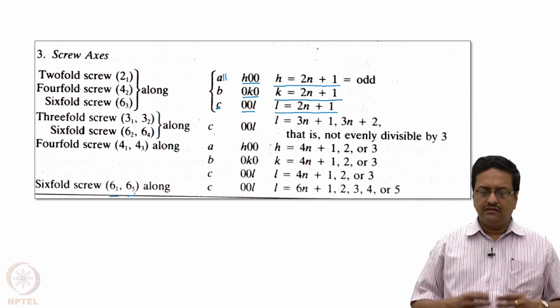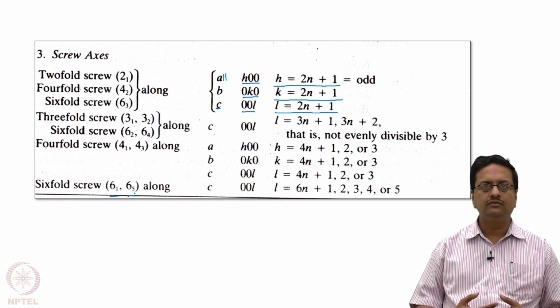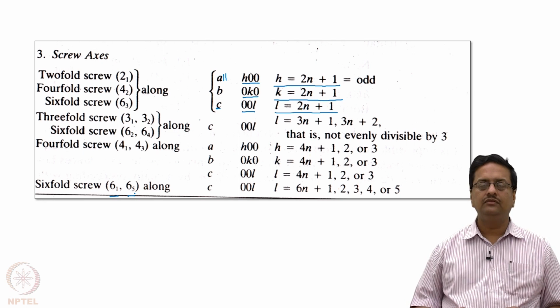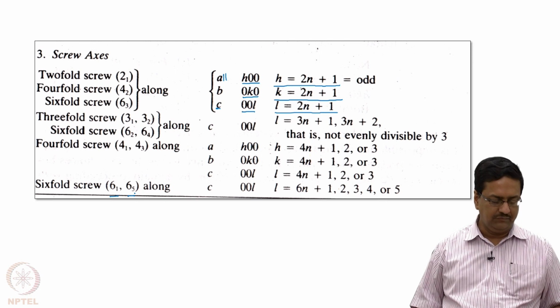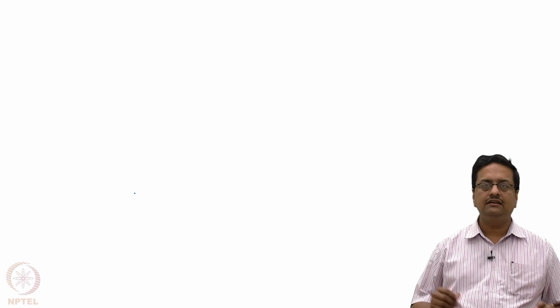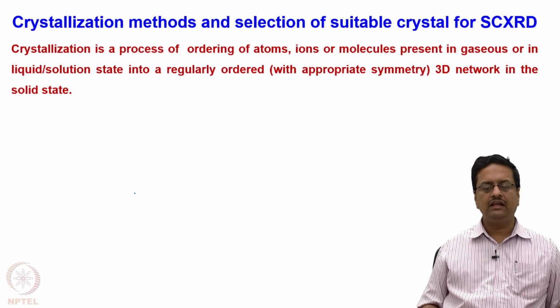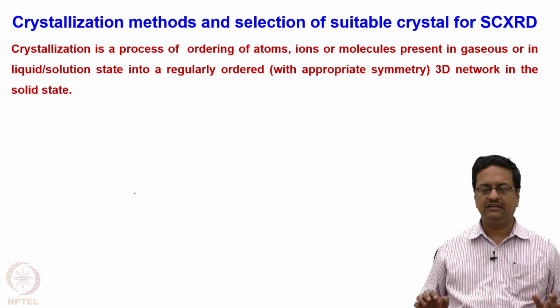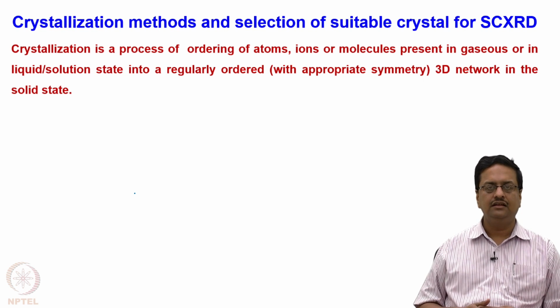So, with this initial background on theory of X-ray diffraction, I would like to change the topic now, and we would like to discuss about the crystal growth, the mechanism of crystal growth, and how one can grow good quality single crystals, what do we mean by good quality single crystal and things like that, with some figures and diagrams. So, now we would like to discuss the crystallization methods and selection of suitable single crystals for X-ray diffraction.